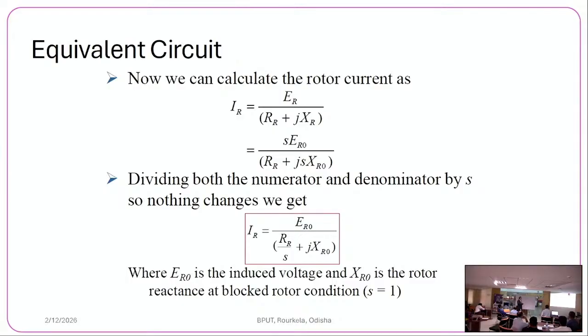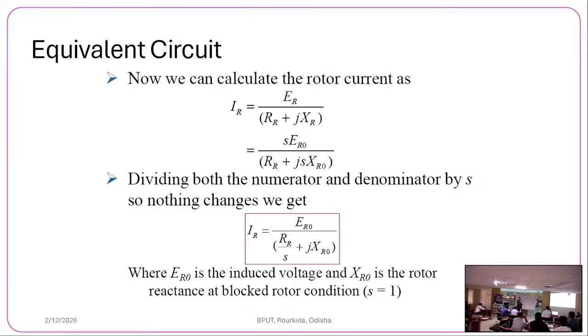Now you divide both numerator and denominator by S. So you get ER0 divided by RR by S plus jXR0. We have divided the S in the denominator. Now the rotor circuit which we drew in the previous slide, we can make equivalent. We keep this EMF, the starting EMF, the resistance is divided by S, and the reactance is the starting reactance. This way we draw the equivalent circuit. This condition refers to slip equal to 1.